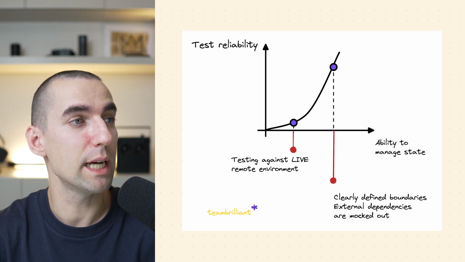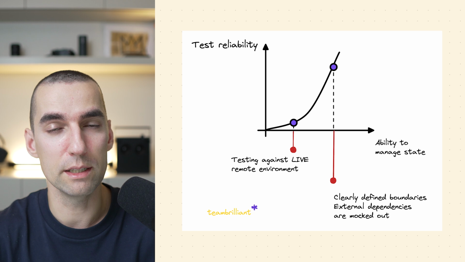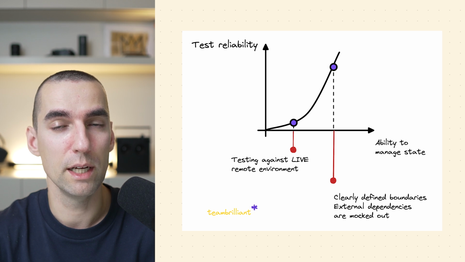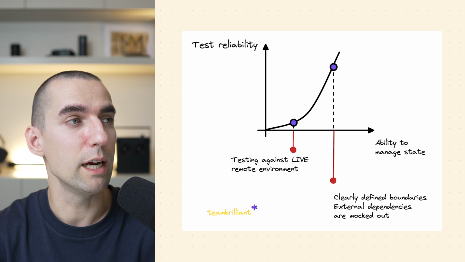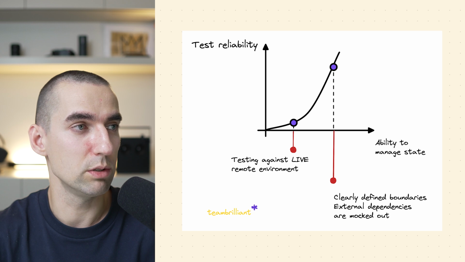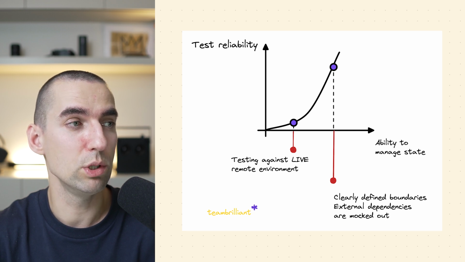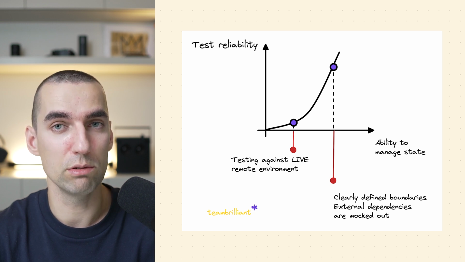So on this simple diagram, I'm trying to show that your ability to manage state, and state in this case is the API response, drives your test reliability, right? For example, there are two dots on this diagram. On the first dot, your ability to manage state is lower than in the second dot, and that means your test reliability is also lower because you cannot control the data that your front-end application receives, or your system under test receives.